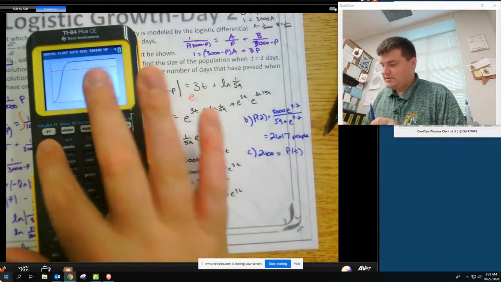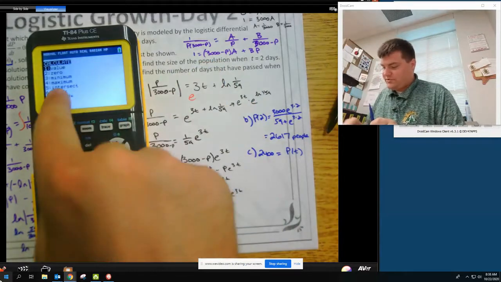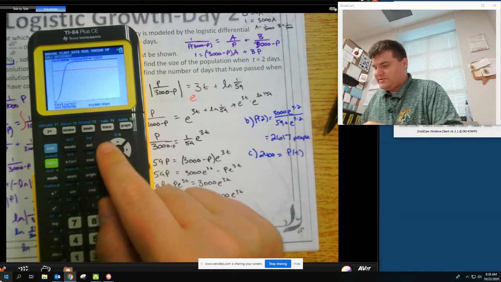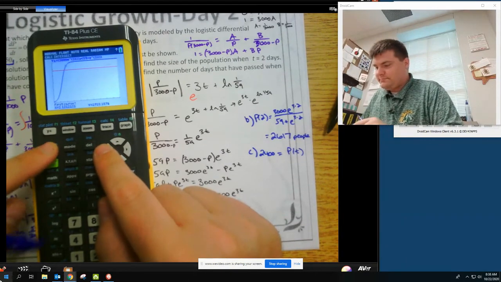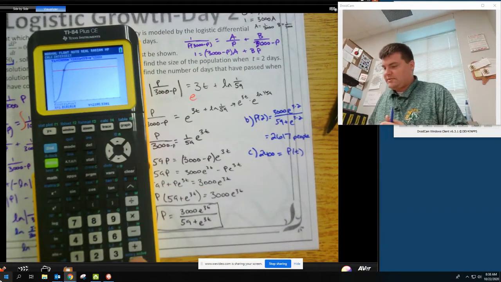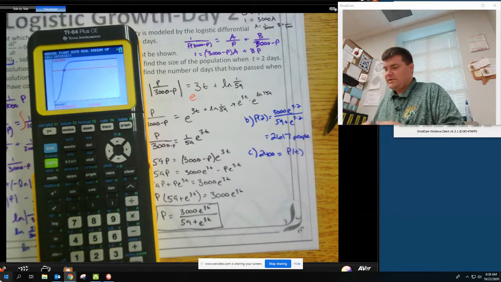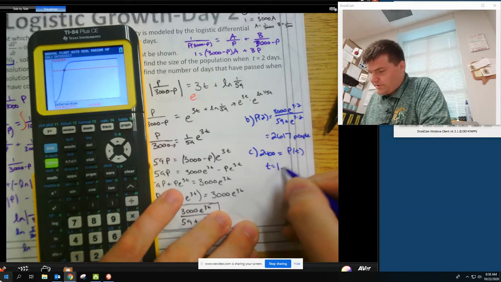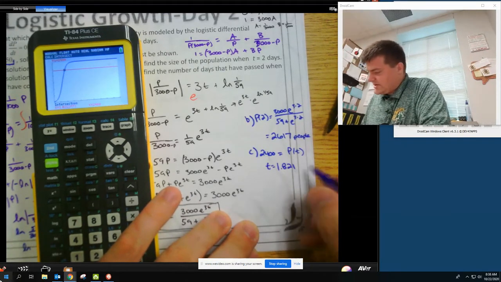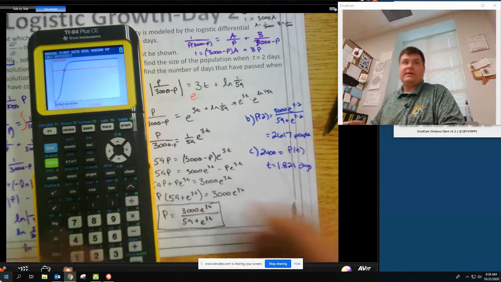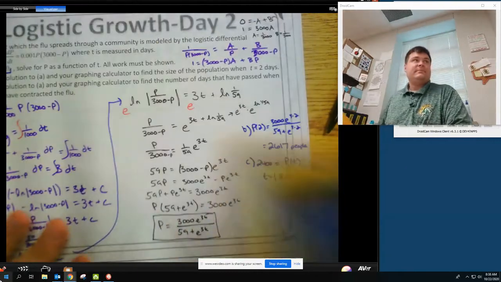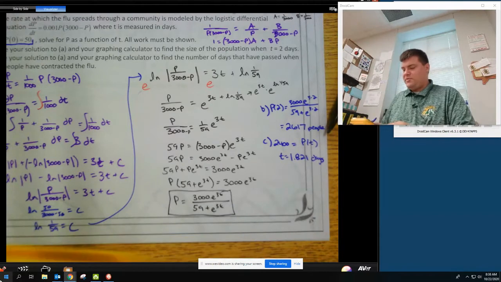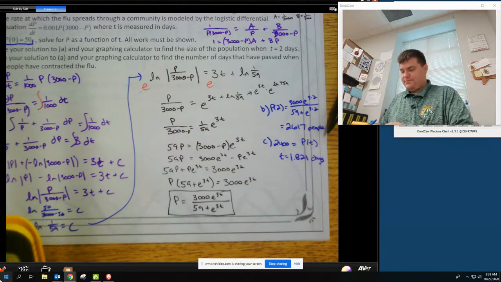So second trace, choice 5 is intersect. Just approach the intersection. If you hit second over, it goes a lot faster. So close enough to enter, second curve, enter, enter, and you're going to get t to equal, in this case, 1.821 days. Right? So that problem, yeah, that was a good amount.